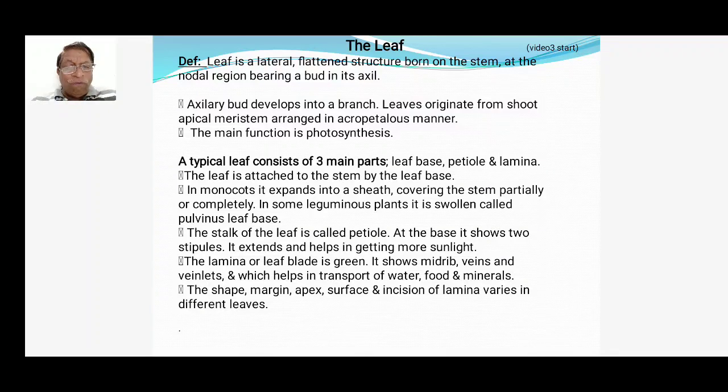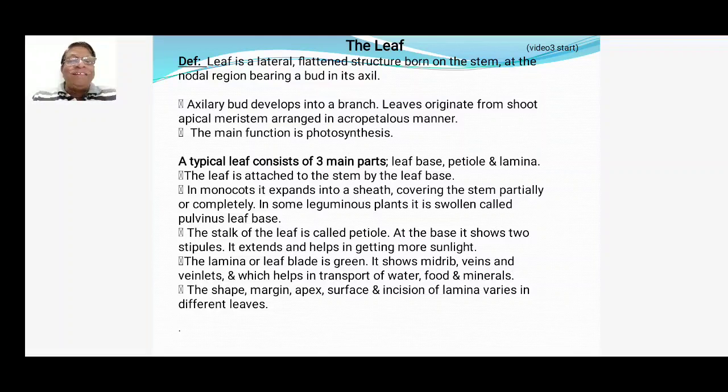What is a leaf? A leaf may be defined as a lateral, flattened, green, photosynthetic structure borne on the stem at the nodal region, bearing a bud in its axil. So, what is the meaning of this definition?